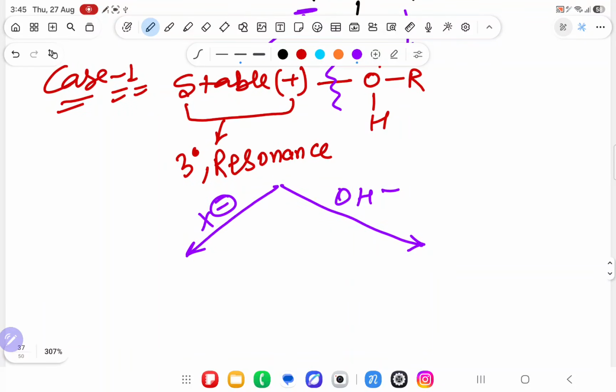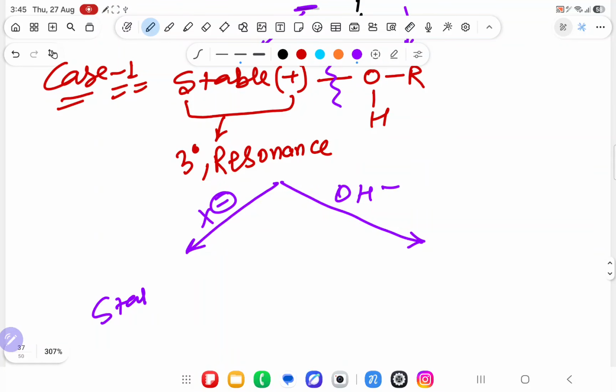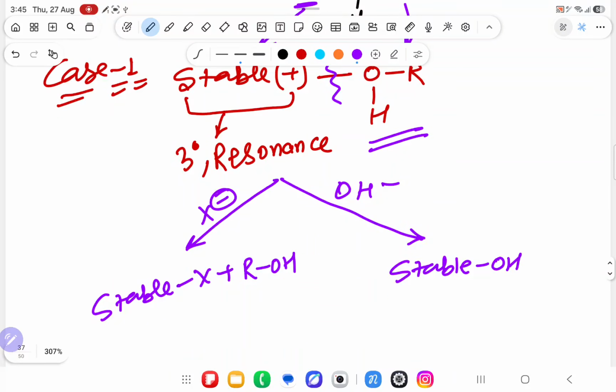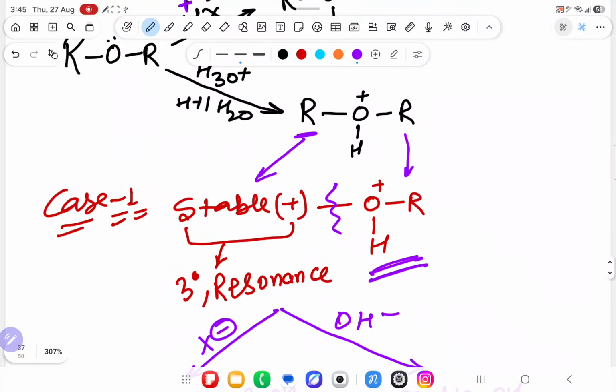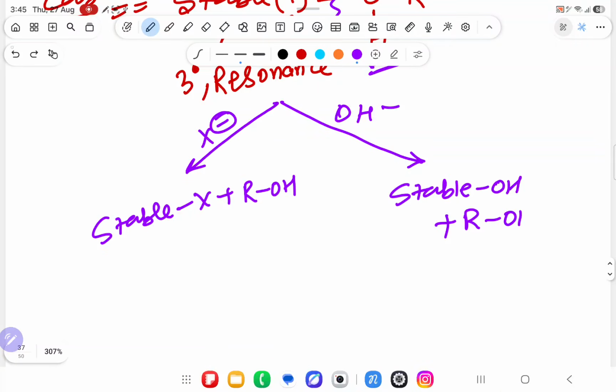Now, that is H2O: X minus and OH minus. So the plus will get X minus, and the stable one will get X. What is left over here? ROH. Over here, what happened? The stable one will get OH, alcohol, and the other one is also ROH. Understood? If you break from here, this will become ROH, and the stable one will get X from this and OH from this for water. So I hope you understood what I am trying to say. Like that you will do.